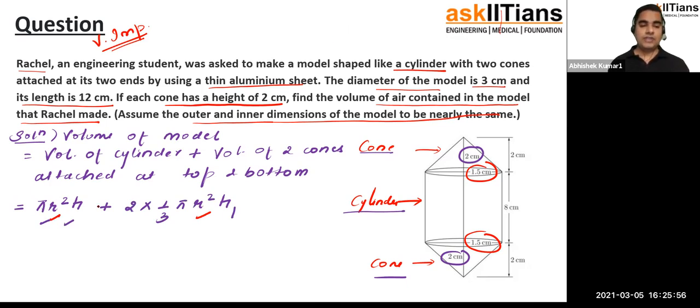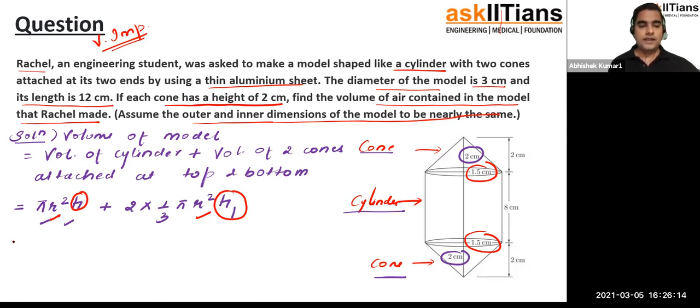But if you talk about the height of the cylinder, it is equal to 8 centimeters. So I have denoted it by h, and the height of the cone is equal to h1, which is equal to 2 centimeters. So I have denoted it by h1. Okay. What you can do is to make things easy for you.